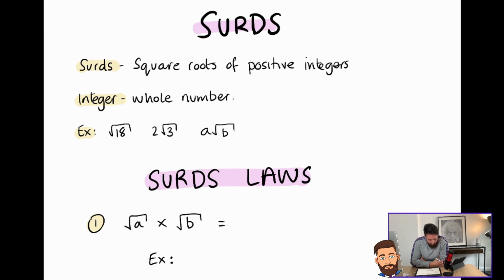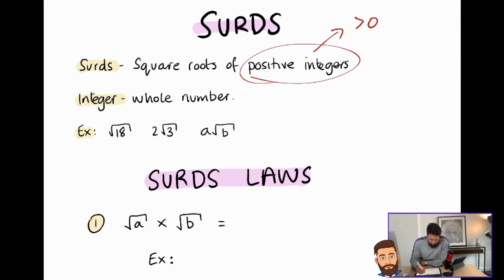We'll start by just looking at what a surd is. A surd is a square root of a positive integer, which is a fancy way to say a whole number. So you could add a note here that just says positive integer is going to be any number greater than 0.